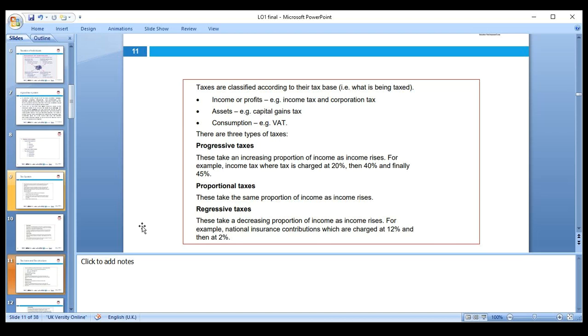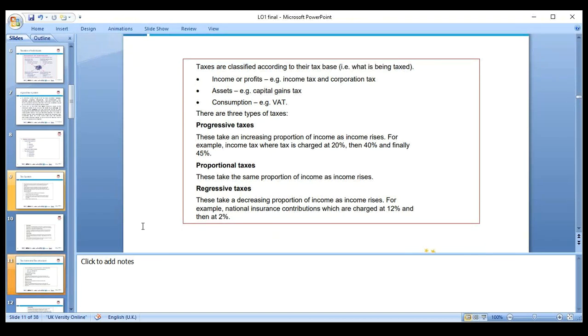Progressive taxes take an increasing proportion of the income as income rises. For example, income tax where the rates are 20, 40 and 45 percent. Up to 37,500 is 20%, more than that is 40%, and then 45% for more than 150,000. Proportional taxes take the same proportion of the income as income rises. If income rises, your tax will rise in the same proportion.